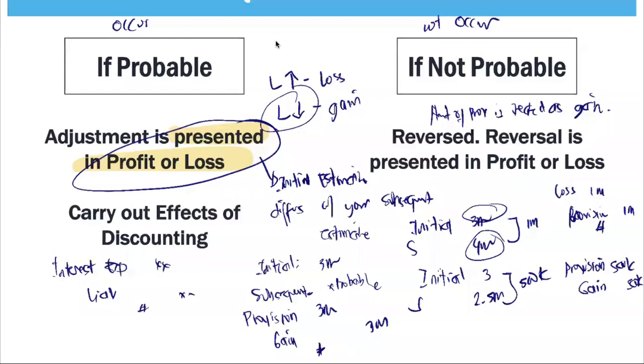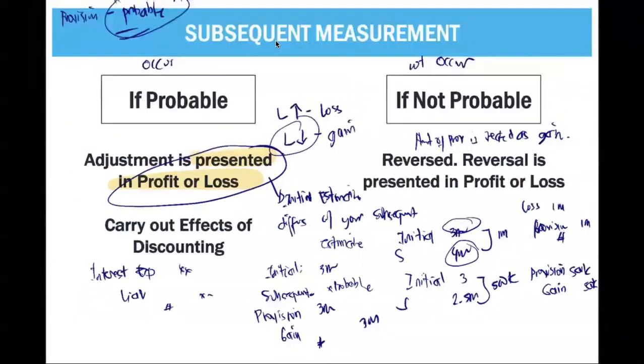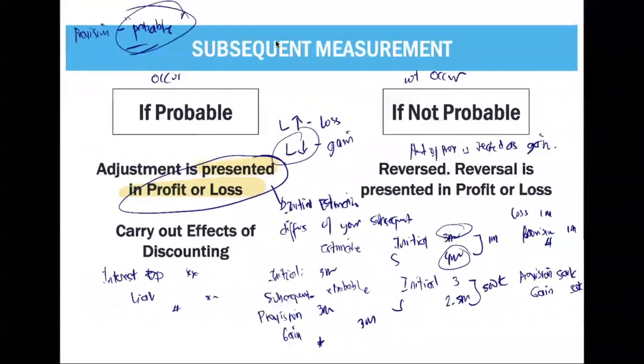Okay? So again, in your subsequent measurement for your provision, you look whether that provision is still probable or not. If it's still probable, you adjust it for any change in estimate. If not probable, you reverse it, and whatever is the amount of provision, that is the amount of your gain.